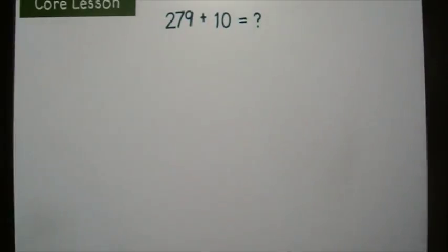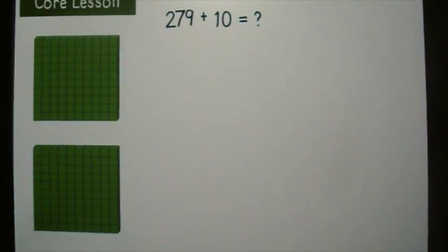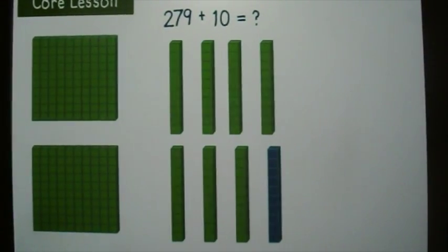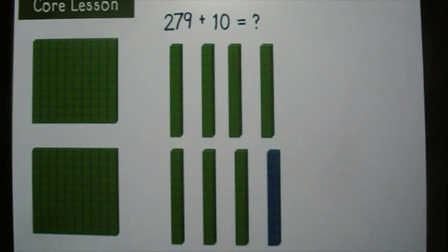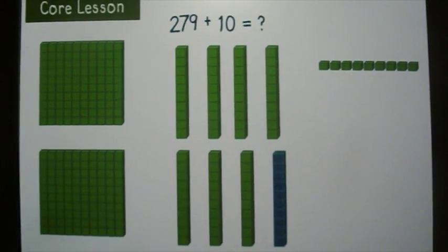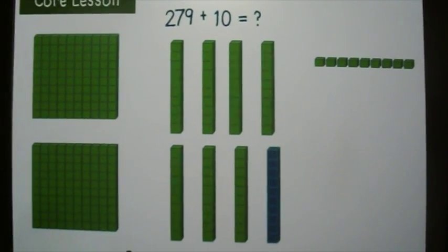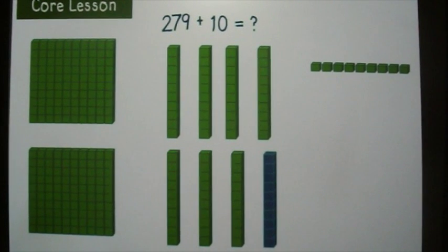The only thing that changed was my tens place. So now, I still have 2 hundreds, I have 8 tens, and I have 9 ones. So the only thing that changed was my tens place. So 279 plus 10 equals 289.